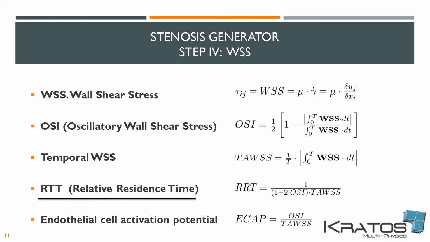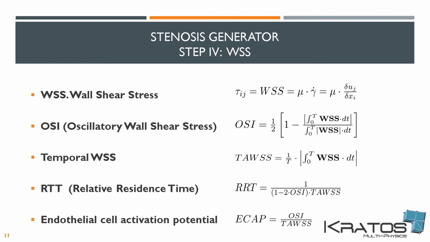Next indicator is the relative residence time, RRT. RRT is the time a particle, in our case a blood particle, is in contact with the arterial wall. The last indicator is the endothelial cell activation potential. It's the relation between the OSI, oscillatory wall shear stress index, and the temporal wall shear stress. All these indicators are computed over the skin of our model.